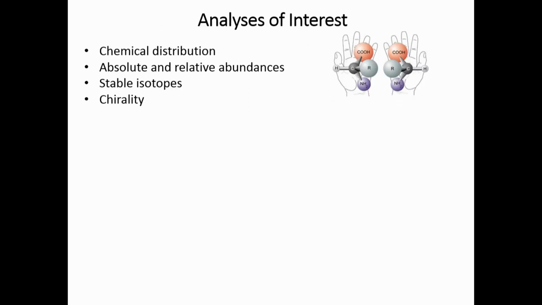So how do we try and answer these questions? We're trying to understand the organic inventory. What do we actually look at in the lab? What types of analyses do we do? So one thing we're very interested in, obviously, is the chemical distribution. What chemicals are there? What compound classes are present? And their absolute and relative abundances.